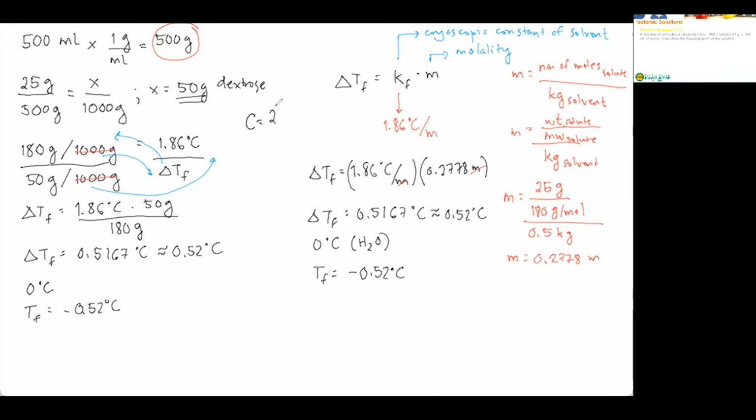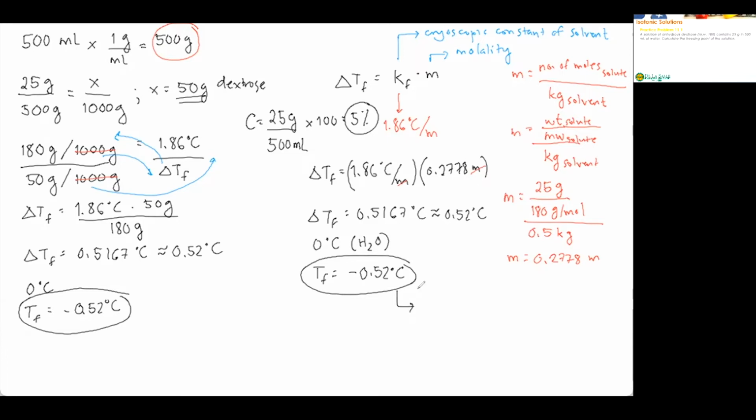Remember that the solution contains 25 grams of dextrose for every 500 grams of water, or 500 milliliters of water. Now, if we assume that the 25-gram dextrose does not add to the volume of the solution, we can assume that the volume of the solution remains 500 milliliters. Now, we can determine its percentage strength by multiplying this by 100, and what we get is 5%. So a 5% dextrose in water solution would have a freezing point of negative 0.52 degrees Celsius, equivalent to that of the body fluids. We can also say that the 5% dextrose in water solution is an isotonic solution because its freezing point is the same as the freezing point of body fluids.